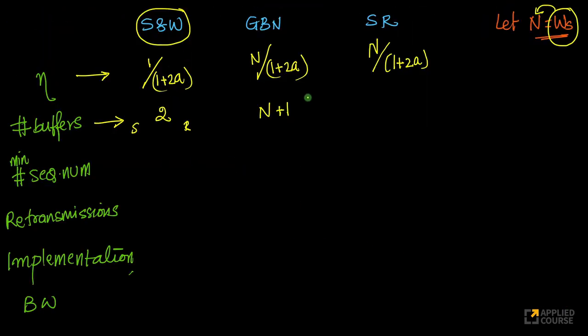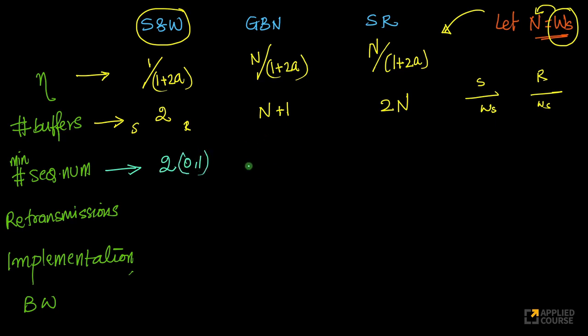Okay. So now what about Selective Repeat? Selective Repeat requires 2n buffers because your window size on the sender end and the receiver end is of size ws, and ws is equal to n here. In this whole table, I'm using n equals ws. What is the minimum number of sequence numbers here? Just two sequence numbers, 0 and 1, are sufficient.